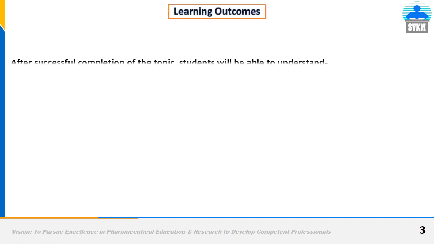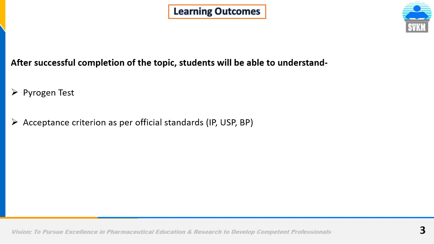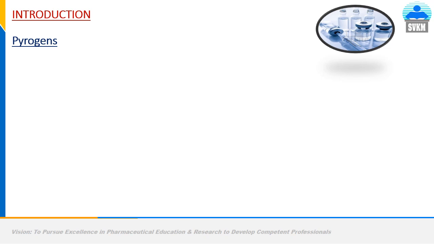Learning outcomes. After successful completion of this topic, students will be able to understand about the pyrogen test and its acceptance criteria as per official standards mentioned in Indian Pharmacopoeia, United States Pharmacopoeia and British Pharmacopoeia. So let's start with the introduction.